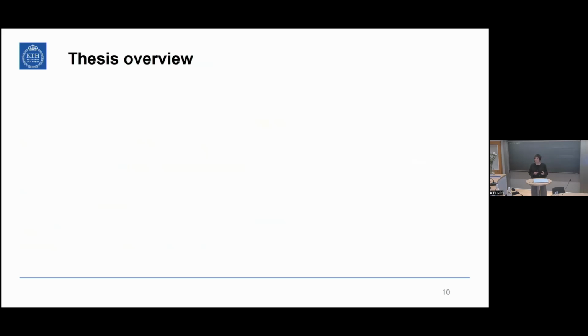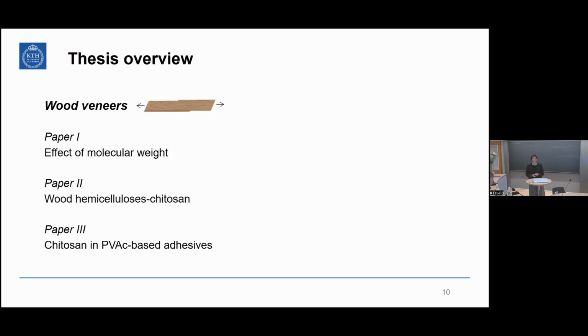And now coming to the thesis and the projects. Thesis is divided in 6 papers, but these papers can be grouped based on the substrates that we used. In the first 3 papers, we used wood veneers as substrates. So these are thin layers of wood, and these were 1.5 millimeter thickness.